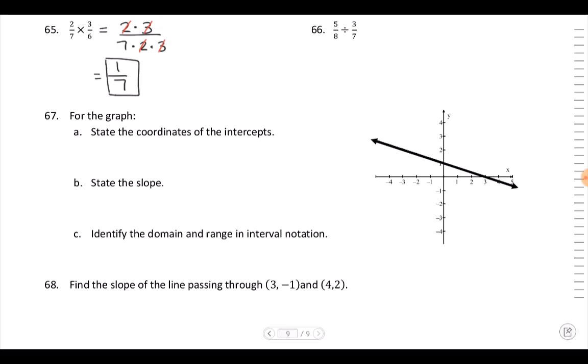Now, alternatively, you can just multiply it straight across, and you would get 6 over 42. And then you just divide them both by 6, which would give you 1/7. So that's the other way you can do it if you prefer.